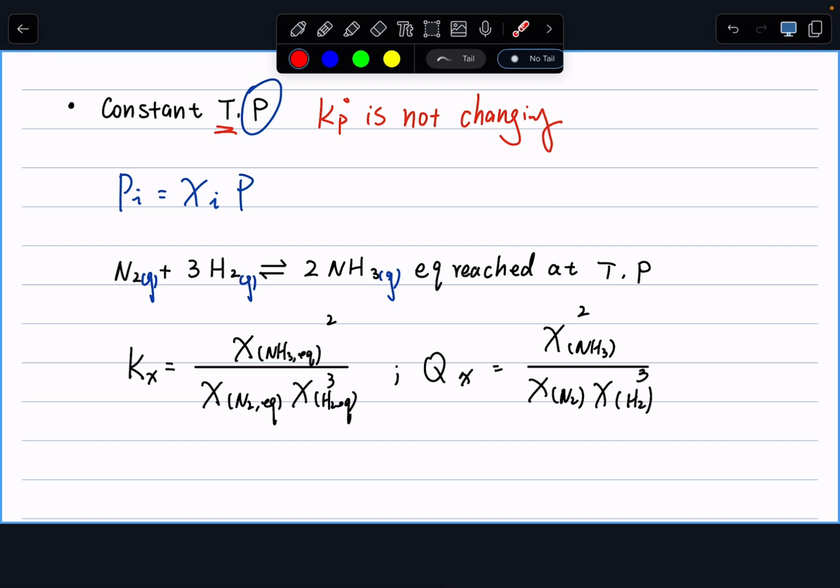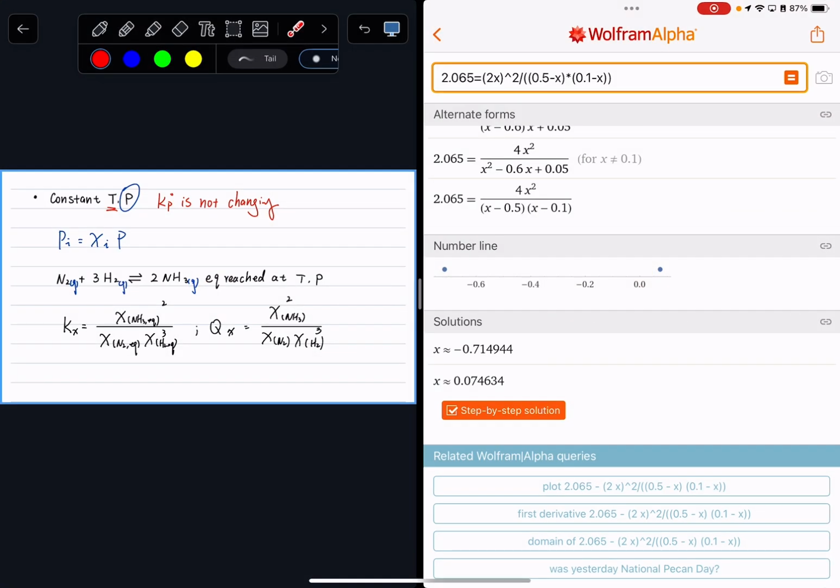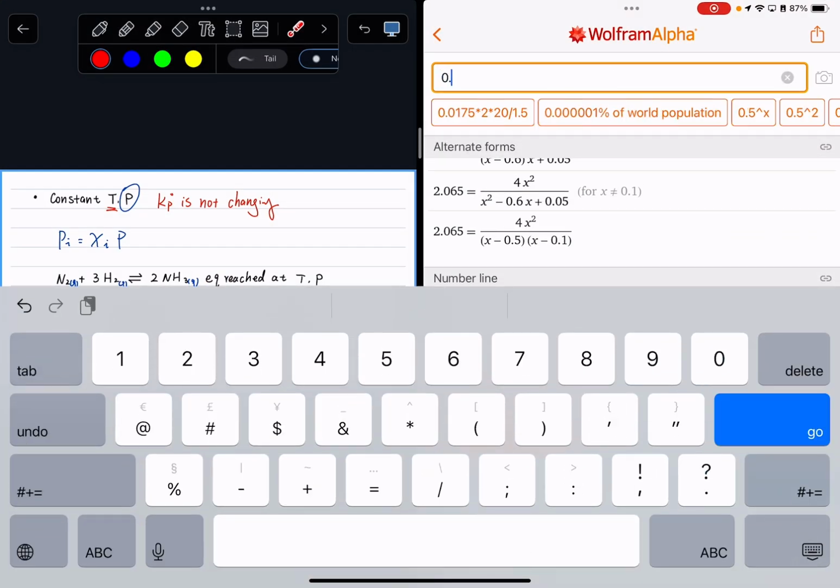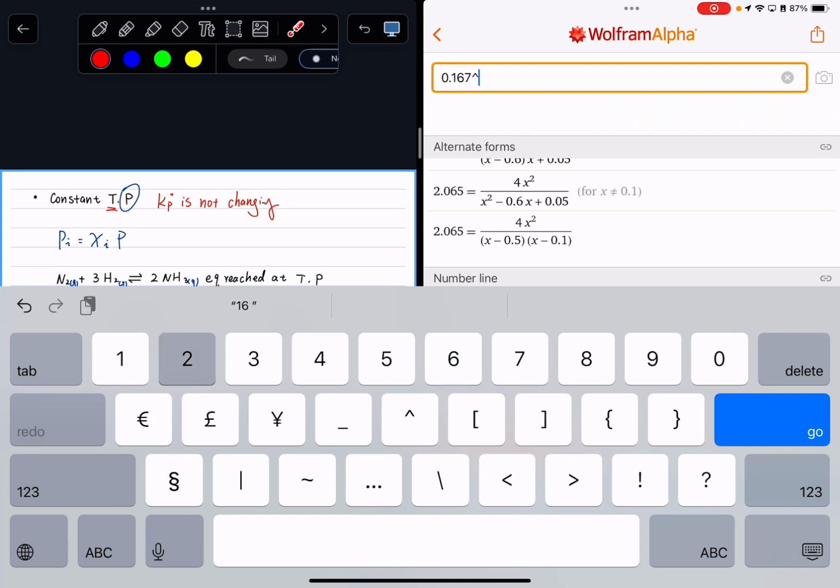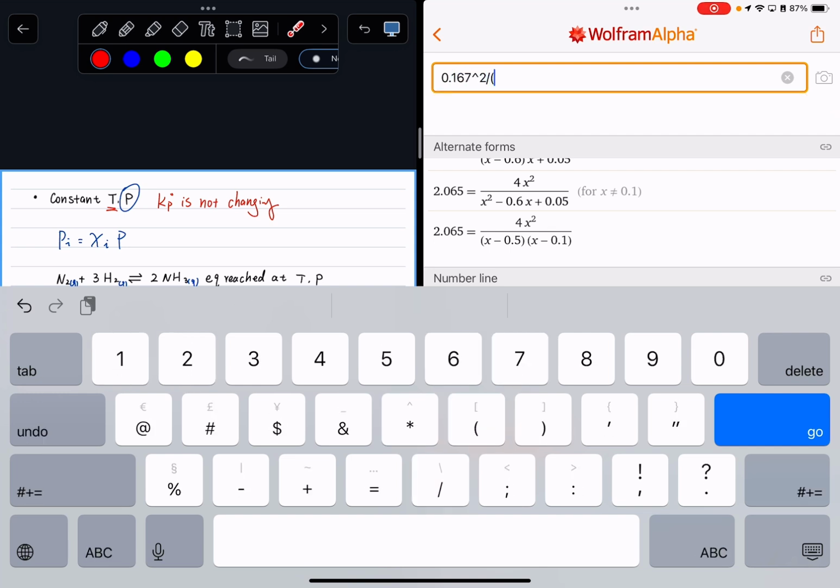Right, so for scenario 1, we can calculate my Q to be 0.167 squared over 0.667 times 0.167 cubed. And just doing that calculation, 0.167 squared divided by 0.667 times 0.167 cubed, that's 8.978.